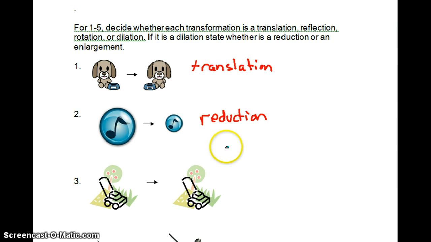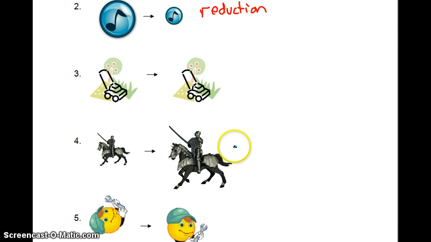Number 3. That looks like it's just the same size, but it's just being moved over there with no turning or anything else. So this one we're going to say is another translation. Number 4. Everything looks the same except the size, so we know this is a dilation, and since it's getting bigger or larger, we'll call it an enlargement.